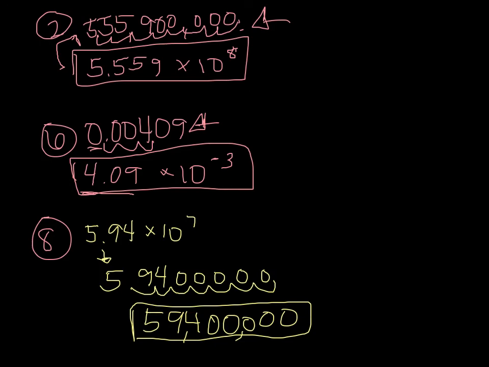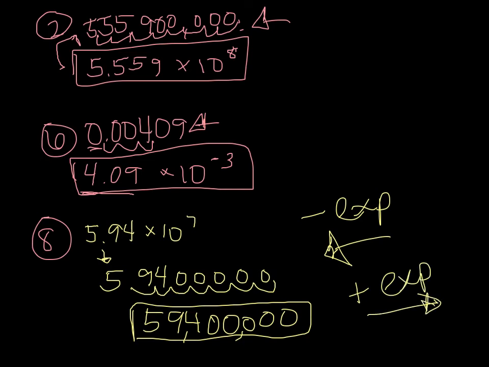These ones should be pretty simple. If it's a negative exponent, we move to the left. Move that decimal to the left. If it's a positive exponent, we move that decimal point to the right. Okay? So these ones should be pretty easy for us to get through. If not, come ask me a question about it.